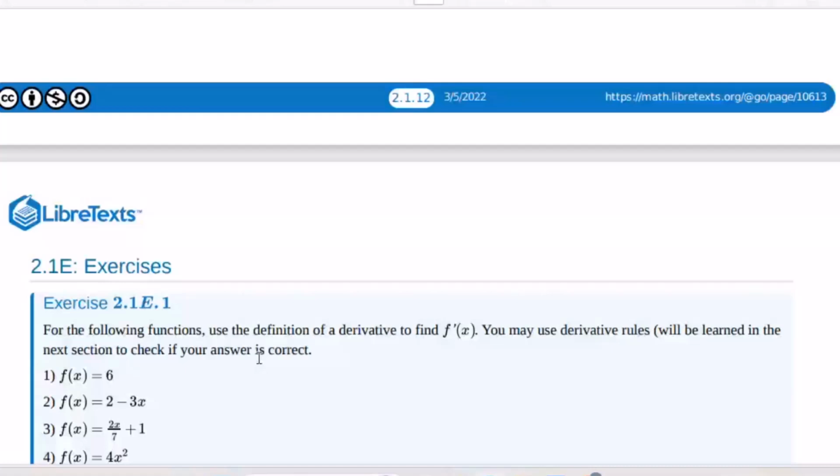Spokesperson, do you see number 1? Yes, I see number 1. What is the derivative of this function f of x, which is equal to 6? What is it? 0.